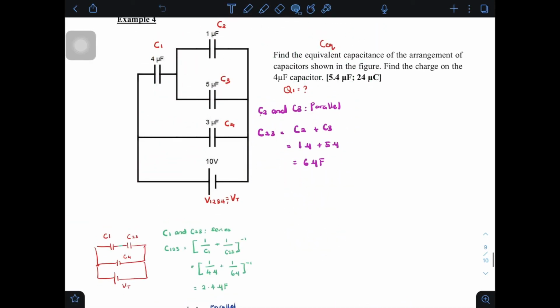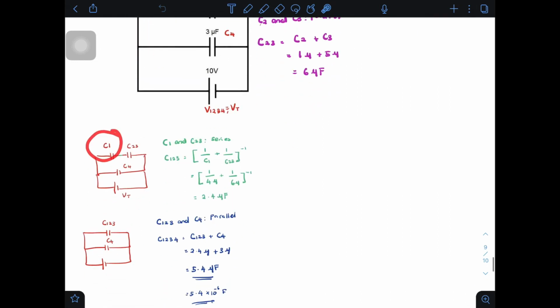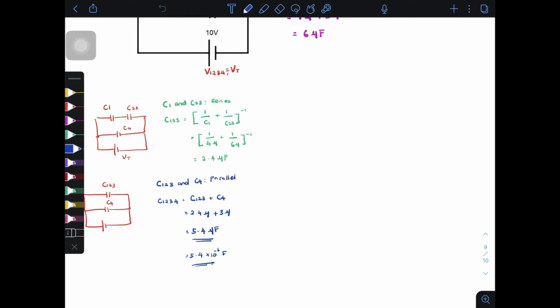Okay, for the second part, dia minta find the charge on the 4 microfarad capacitor. Dia minta charge on C1. So, charge on C1, dia berada di sini. Okay, but before that, kita selesaikan daripada bawah dahulu. So, daripada bawah, kita tengok. So, C123 and C4 are in parallel. So, kalau parallel C-nya ialah hasil tambah.